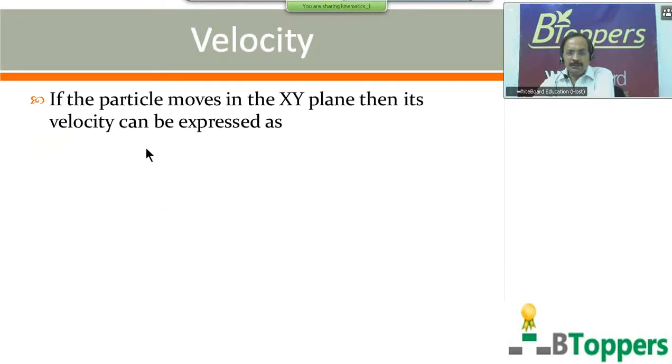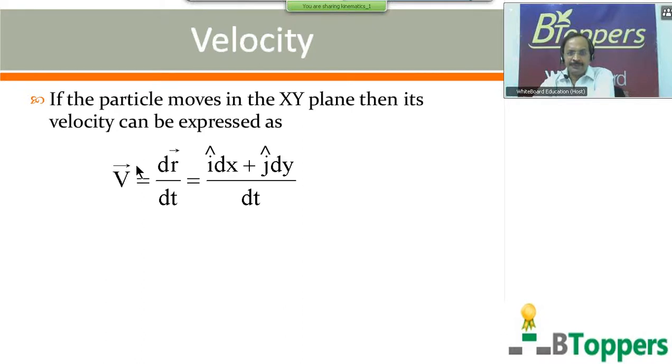If the particle moves in the xy plane, then its velocity can be expressed as v bar equal to dr bar by dt, and dr bar can be written as i cap into dx plus j cap into dy. So dx and dy are changing the position coordinates during the infinitesimally small interval of time dt.